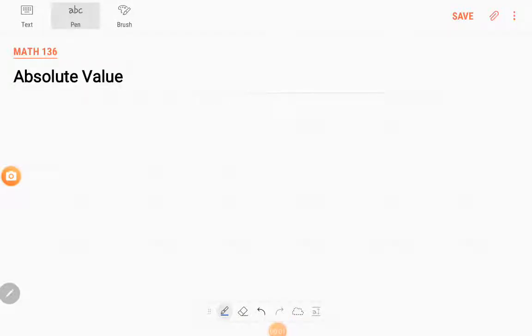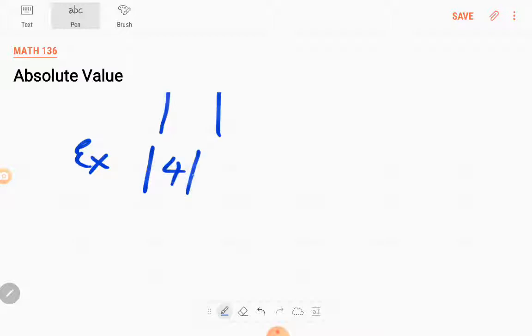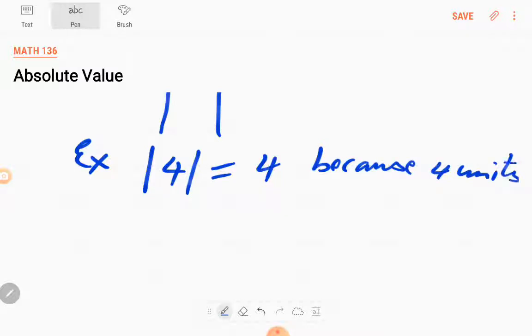So the absolute value is the distance from 0, and it's denoted by two straight lines going down like this, right? So this is how the absolute value is denoted. So for example, if we have the absolute value of 4, this is equal to 4 because it's 4 units from 0.